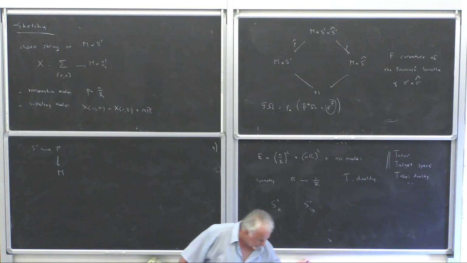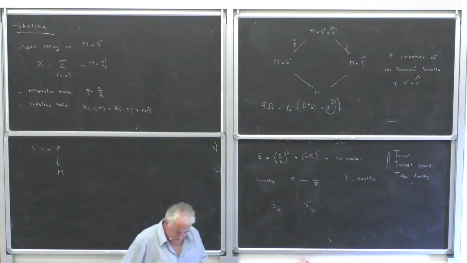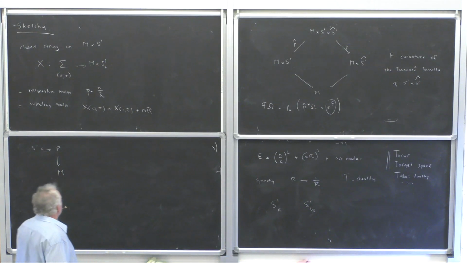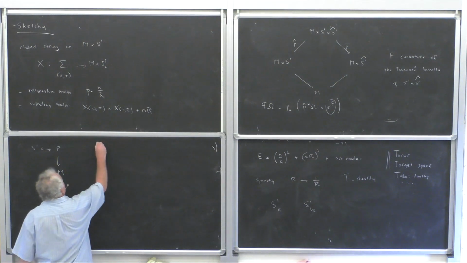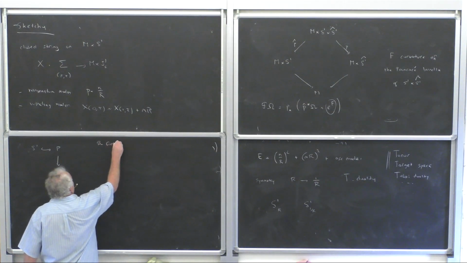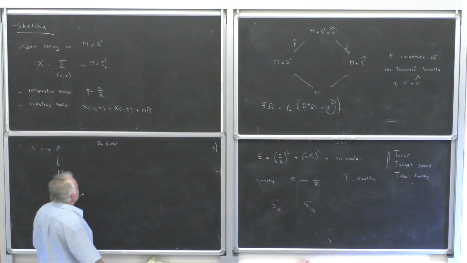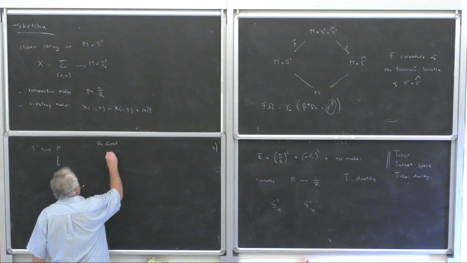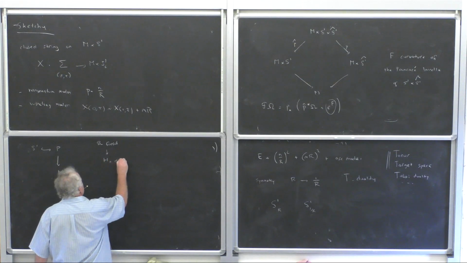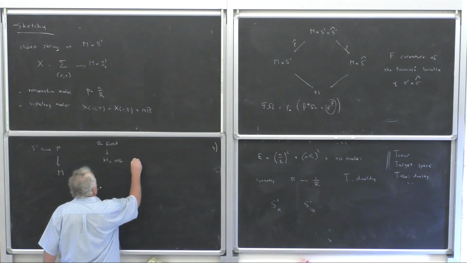And you can generalize it a bit further by adding some background to the string. So you can couple the string to a B field, which is locally defined, as we have seen in the last hour. The thing that's globally defined is what is called the H flux. So this is globally defined.